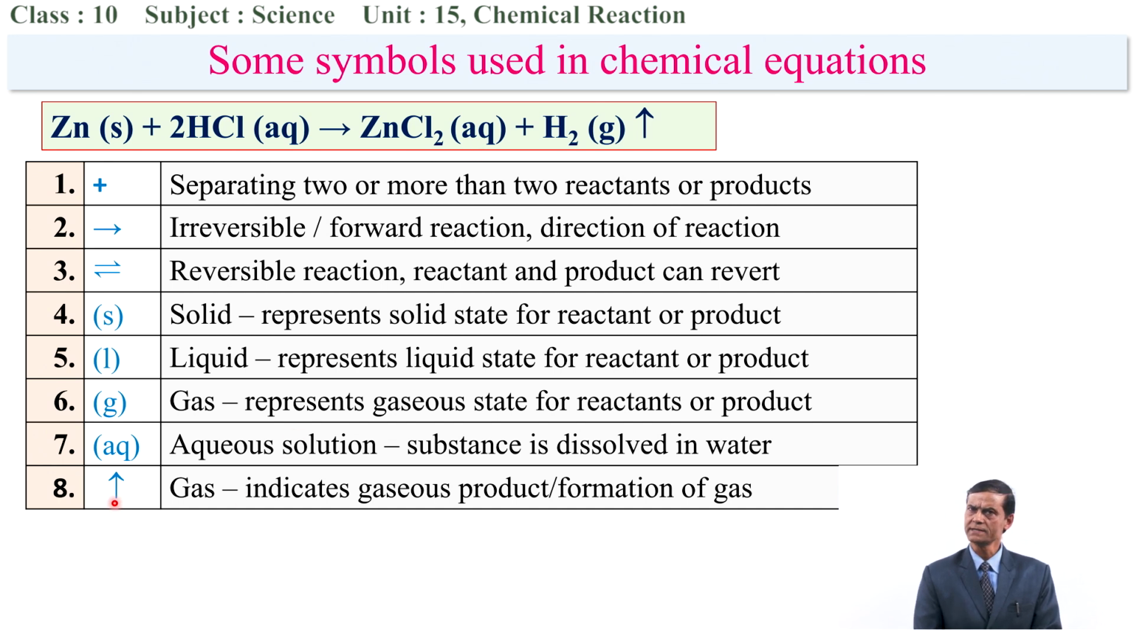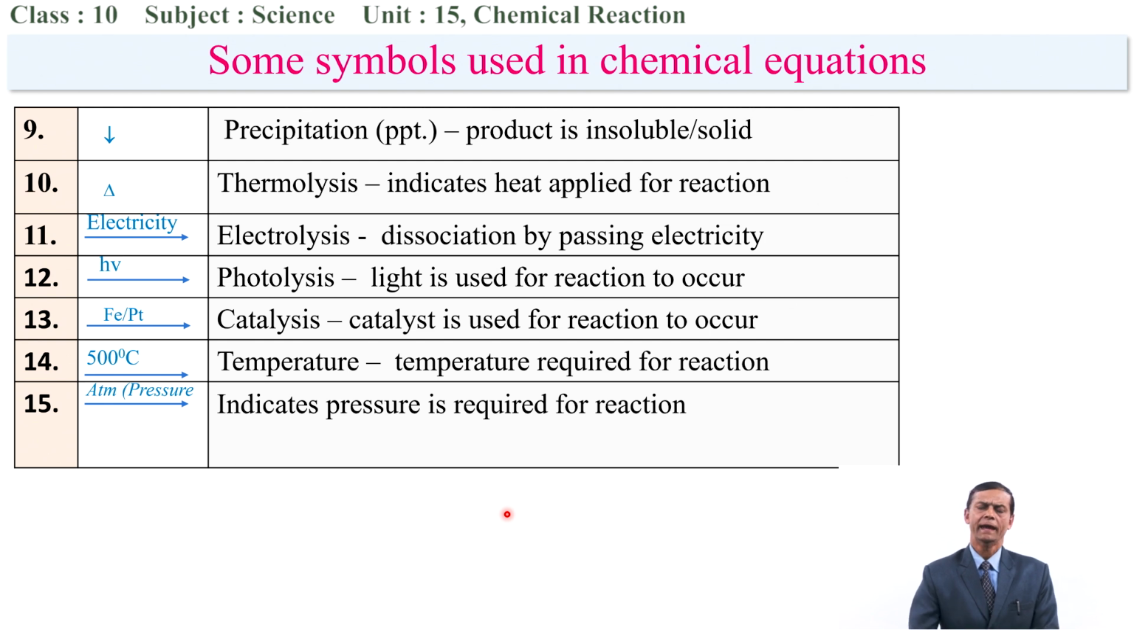Similarly, look at here, vertical arrow. What does this arrow represent? Yes, here is, look at it. H2 we can represent by this vertical arrow also. That means gas. It indicates gaseous product or formation of the gas during chemical reaction. Similarly, another symbol is down arrow. Look at it. Down arrowhead represents the precipitation or PPT, or product is insoluble or a solid.